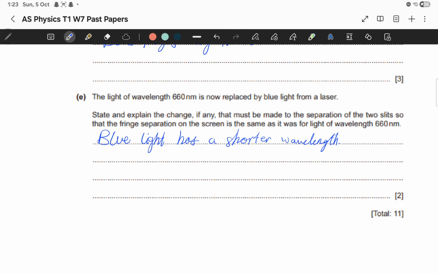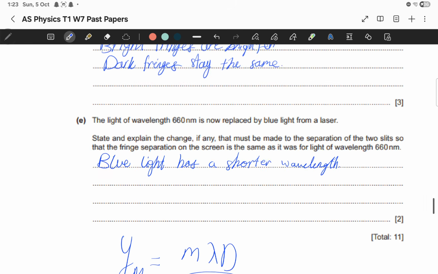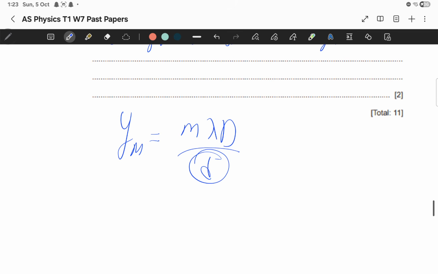Okay, this is just a fact. Now, before I answer, I'm going to write the formula: Ym equals m lambda D over d. They want you to tell me if any change must be made to the separation.